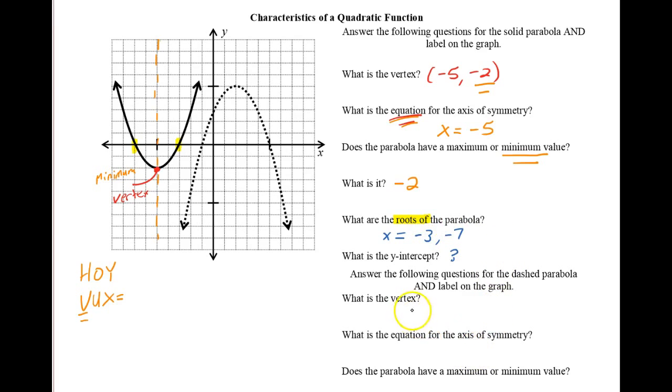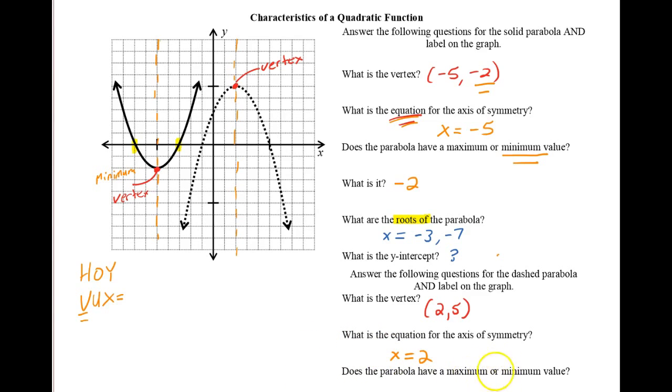Alright, we're going to answer the same questions now for the dashed graph. What's the vertex? The vertex is the highest point of this graph, and that's at (2, 5). What is the equation of the axis of symmetry? The axis of symmetry is that vertical line that goes through the vertex. Since our x value is 2, our equation is x equals 2.